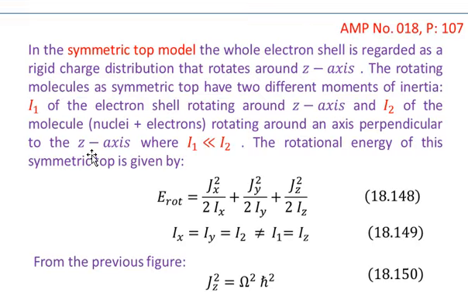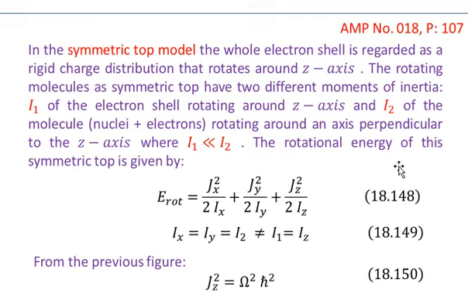Because when the molecule is rotating about an axis perpendicular to the z-axis, then of course we shall talk about the symmetric top model. And in that model, the value of moment of inertia I2 is much greater than the moment of inertia I1, where I1 is that of the electron shell rotating about the z-axis, and I2 is the moment of inertia of the molecule.